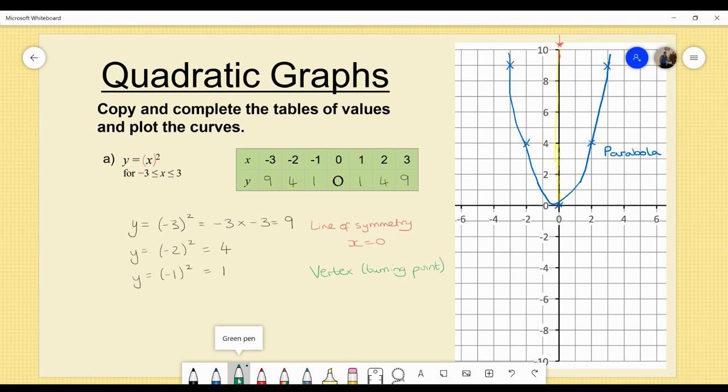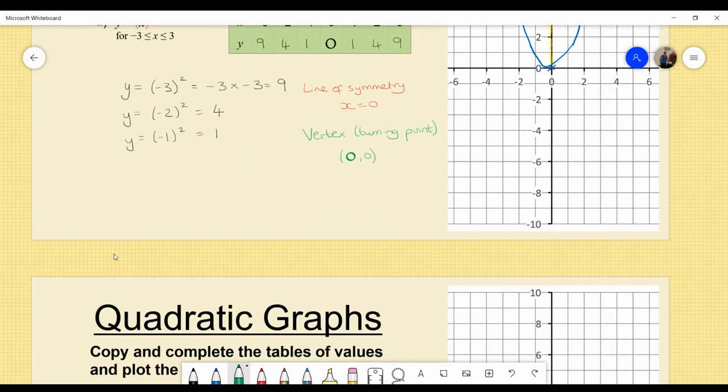Well, the graph is coming down here, and at this point here, 0, 0, it changes direction and goes back up again. So that is in fact my vertex. Okay, so we're going to have a look at another question. So this time I'm going to make it slightly more difficult.